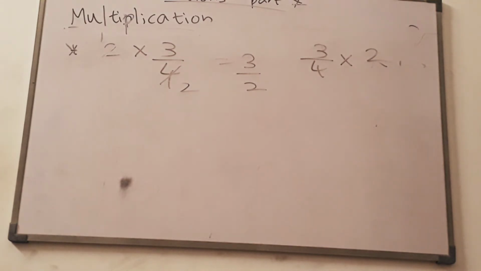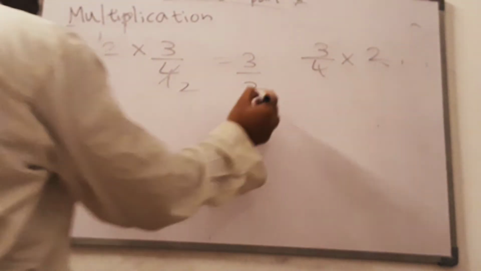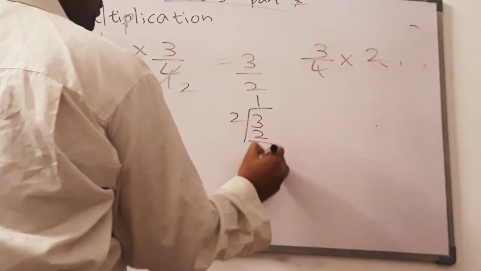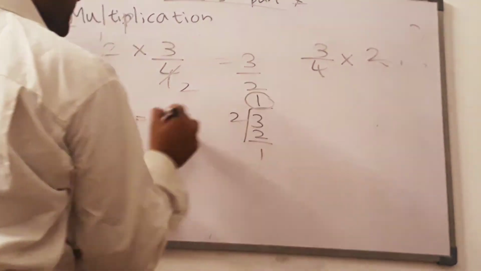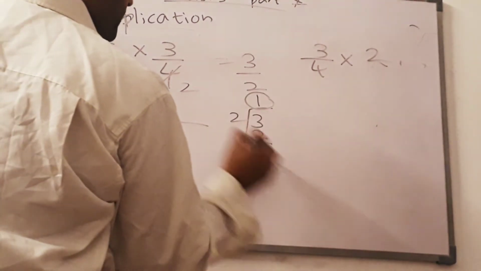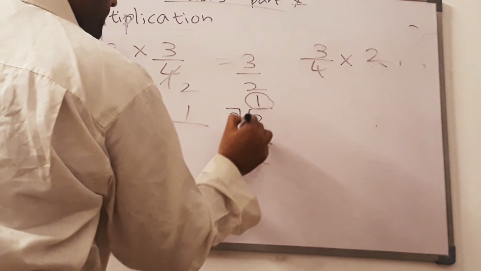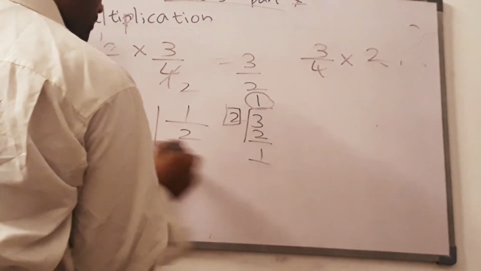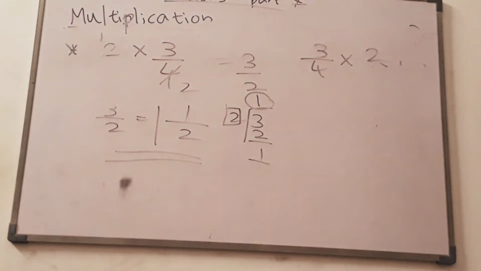Is this the final answer? 3 over 2? Improper fraction, right? So we can't keep 3 over 2 as the final answer. So we have to convert it into a mixed number. 3 divided by 2: quotient is the whole number, remainder is the numerator, divisor is the denominator. So 1 1/2. 3 over 2 means 1.5.